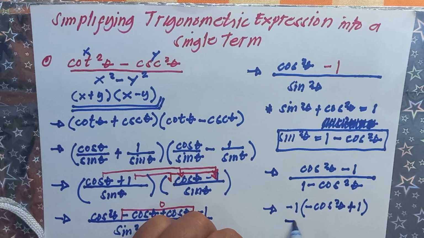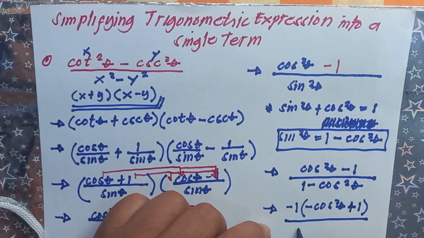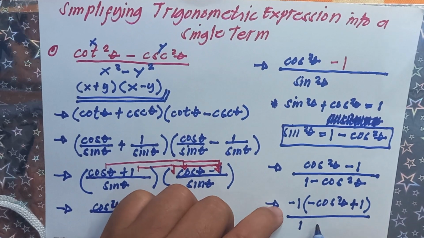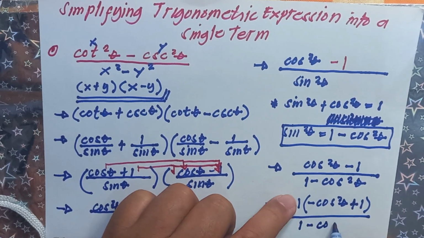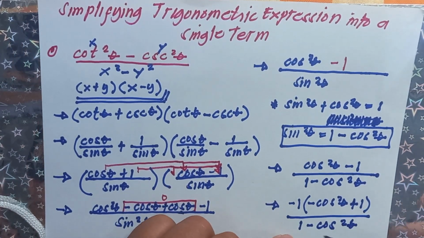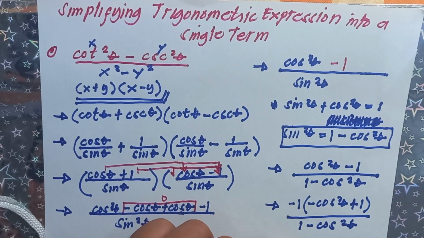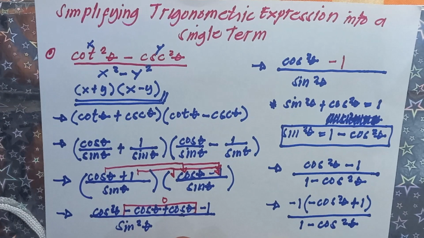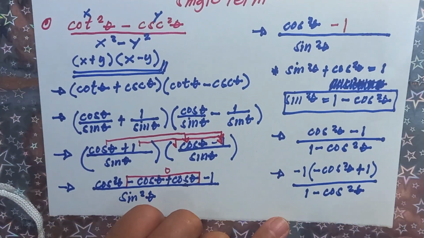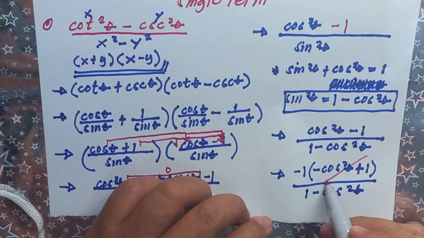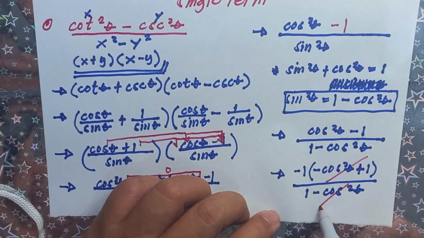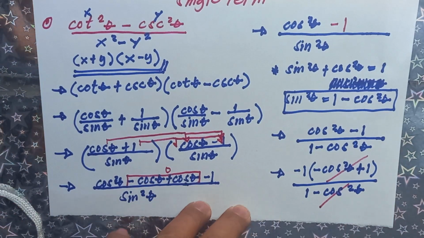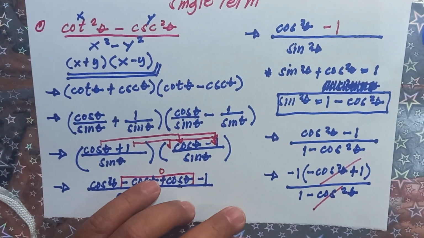Okay? Now, our denominator is the same as 1 minus cosine squared theta. Notice that in here, we have the same positive 1, negative cosine squared theta, negative cosine squared theta. So, if they are already the same, now, what are we going to do? We can cancel out now this numerator and denominator. Okay? And so, after canceling out, what is left now is 1.